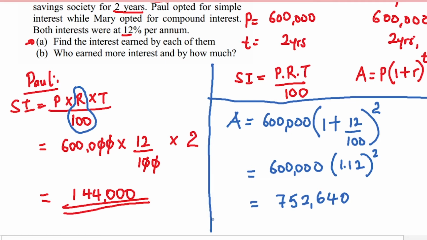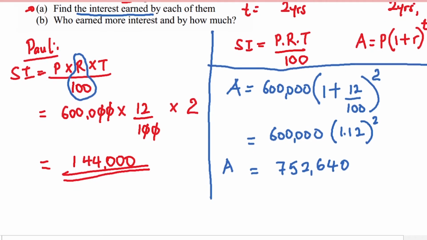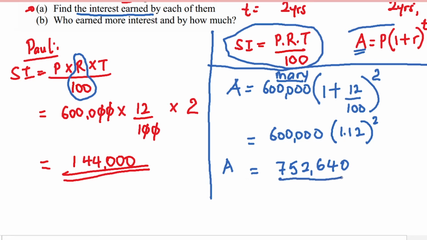Now take note that this is not the interest. Remember, the question is asking us to find the interest earned by each of them. What we have here is the amount. This is the amount that Mary gets at the end of the 2 years, because the formula here gives an amount. For the formula for simple interest, we're able to get the interest directly, but here we first got the amount. So now let's go ahead and calculate the interest.